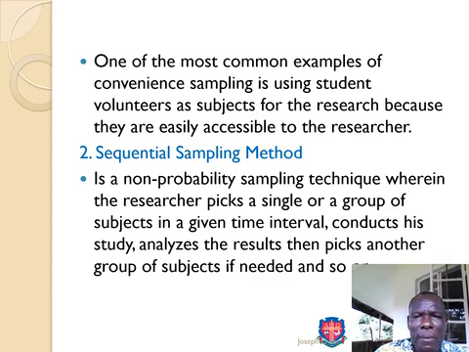The second type of non-probability sampling technique is sequential sampling. This is a technique whereby the researcher picks a single subject or a group of subjects in a given time interval, conducts his study, analyzes the results, then picks another group of subjects if needed, and so on. You keep picking until you've gathered a minimum number that you think might be appropriate for your study. Sequential sampling methods.